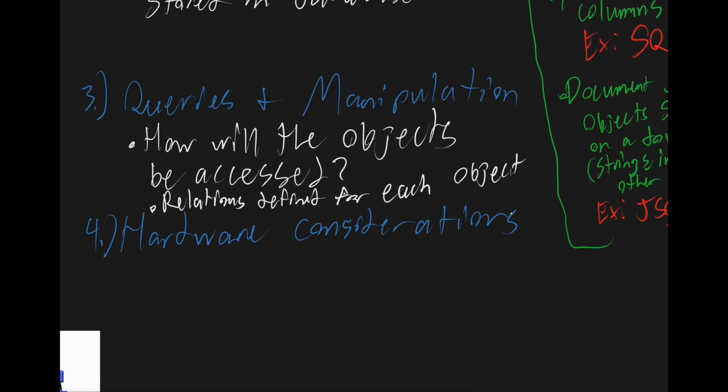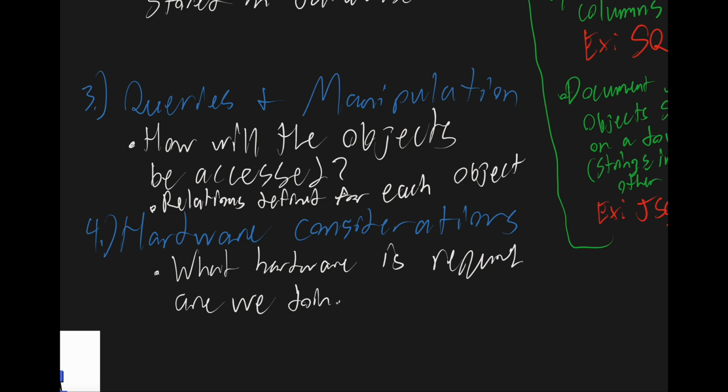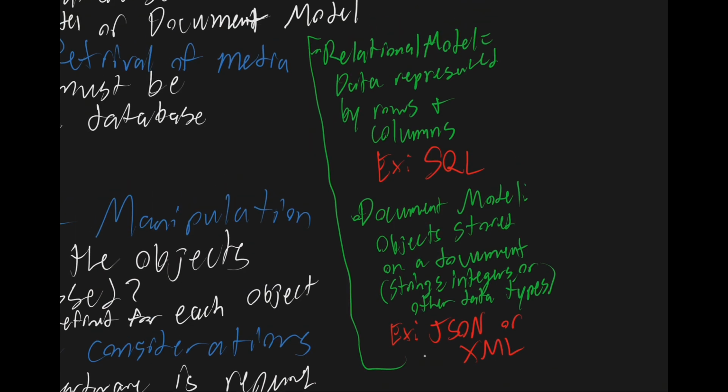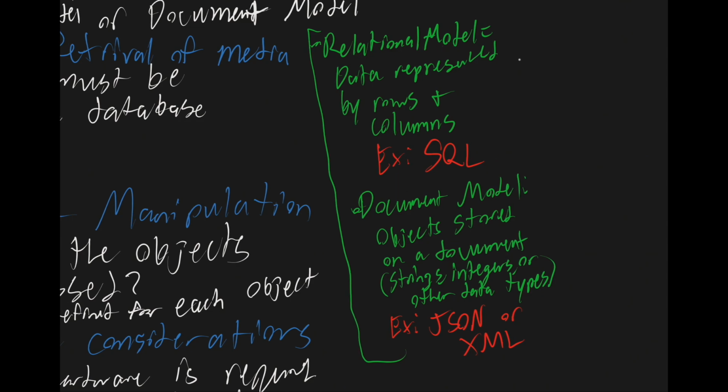And so the hardware considerations would also consider how these data models translate to the hardware level, understanding what hardware is required. Are we doing, for instance, a document or relational model? And a key point I also need to bring up is that for their applications between relational model and document model, a relational model is great for structured data, and a document model is great for unstructured data.